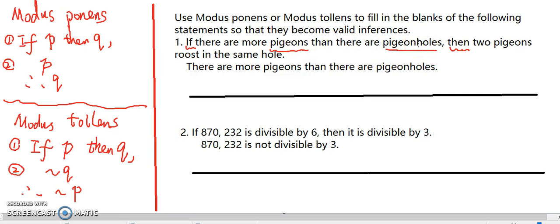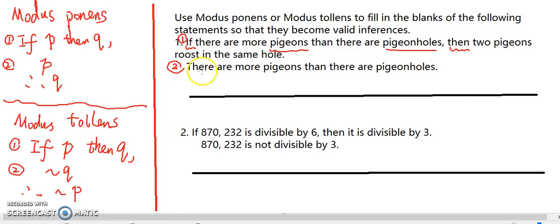So if you think about it, if you put one pigeon in each pigeonhole, and because there are more pigeons, you will have one left. And where will you put this one pigeon? You have to put it in one of them. It doesn't matter which hole you put the pigeon in, and this hole will have two pigeons, or even more. So this is the first premise.